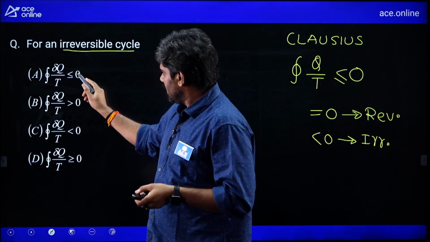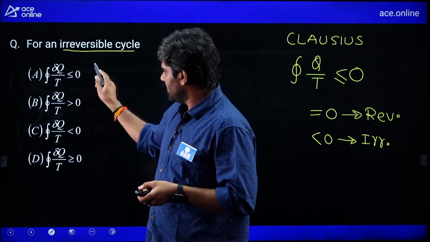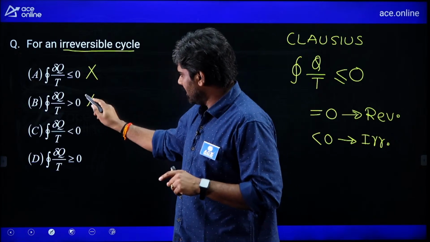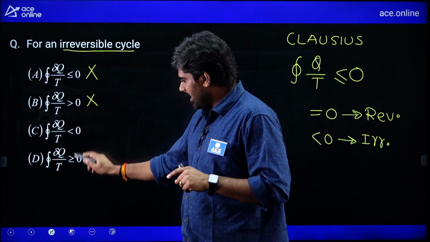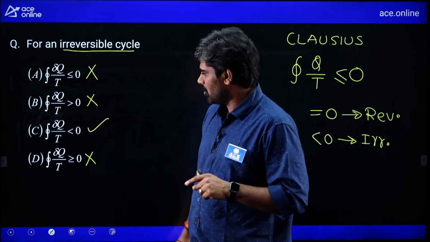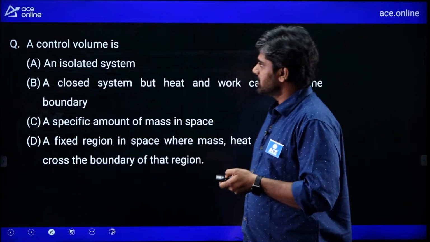You check here, in the first option, less than or equal to is given, which can be eliminated. It should be only less than 0. Greater than is directly eliminated, and greater than or equal to is also eliminated. Therefore, for this question the answer is option C. Only one option contains less than 0.